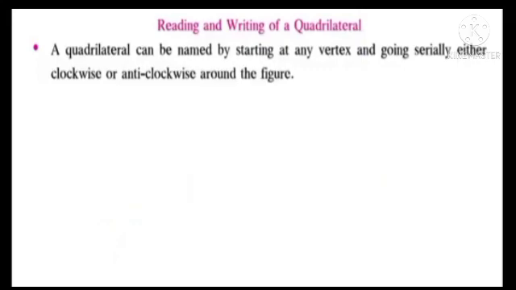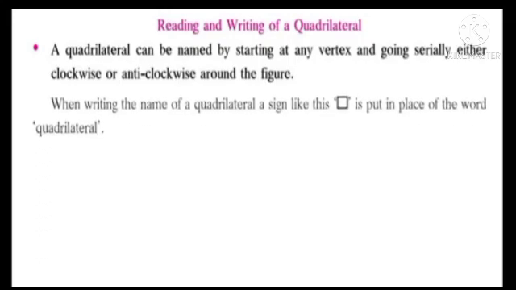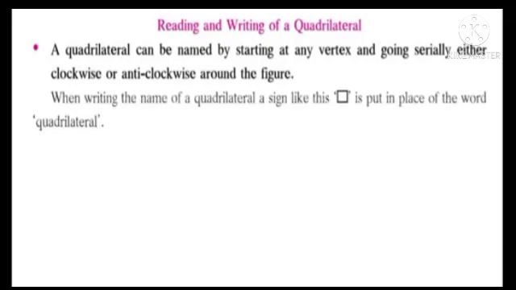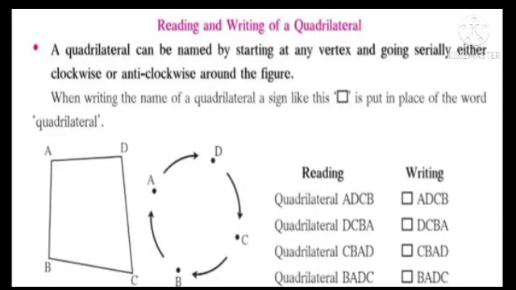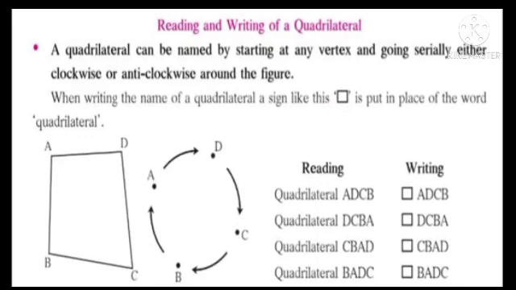Let's learn to read and write the name of a quadrilateral. A quadrilateral can be named by starting at any vertex and going serially either clockwise or anti-clockwise around the figure. When writing the name of a quadrilateral, a sign like this is put in place of the word quadrilateral. So here we have quadrilateral ABCD.